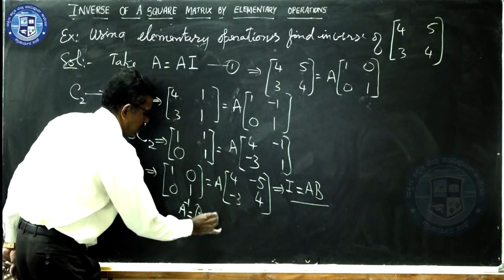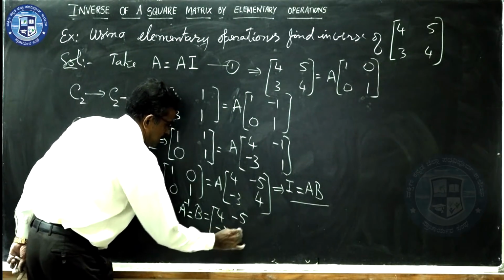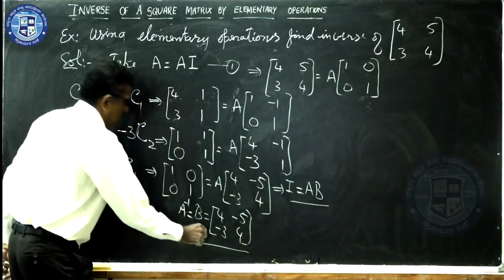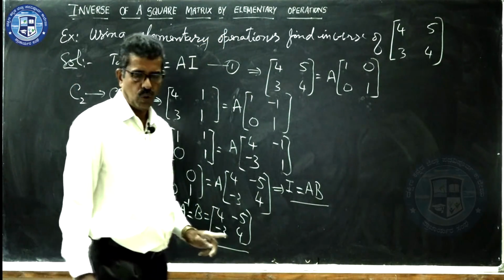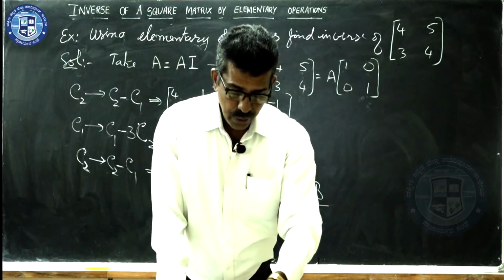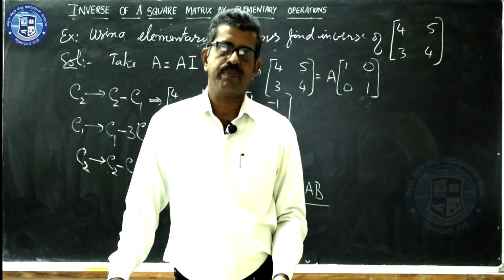Let me directly copy down. B is nothing but 4, minus 5, minus 3, 4. Therefore, the inverse of the given matrix will be this one. I hope you got the idea how we can find the inverse of a matrix by elementary column operation.